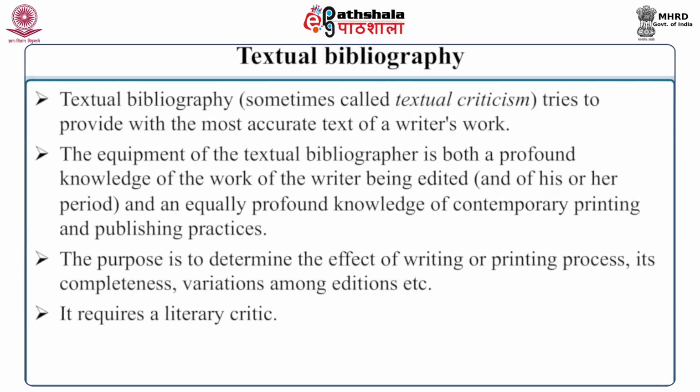Textual bibliography, sometimes also called textual criticism, tries to provide the most accurate text of a writer's work. The purpose is to determine the effect of the writing or printing process, its completeness, variations among editions, etc. It requires a literary critic to do this job, and librarians cannot go for this criticism. So basically, this branch, critical bibliography, is dealt with by historians or literary critics, and librarians are mainly concerned with enumerative or systematic bibliography.